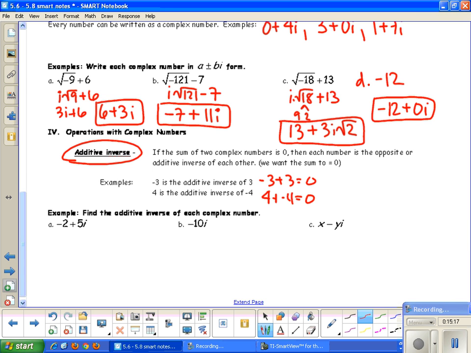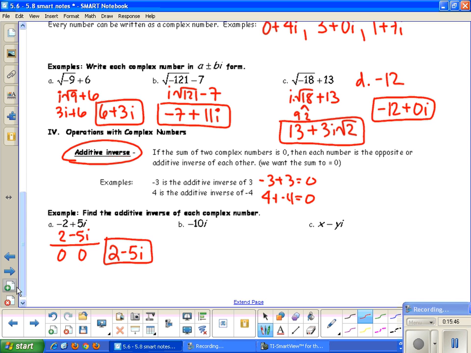So it says find the additive inverse of each complex number. So when we add these together, we want to get 0. So 2 plus a positive 2 would give me 0, and minus a 5i. So negative 2 and positive 2 is 0, and this would give me 0. So that means that my additive inverse would be 2 minus 5i. We change both signs. This is different than the conjugate. We're not changing the sign of the second term, we are changing both signs.